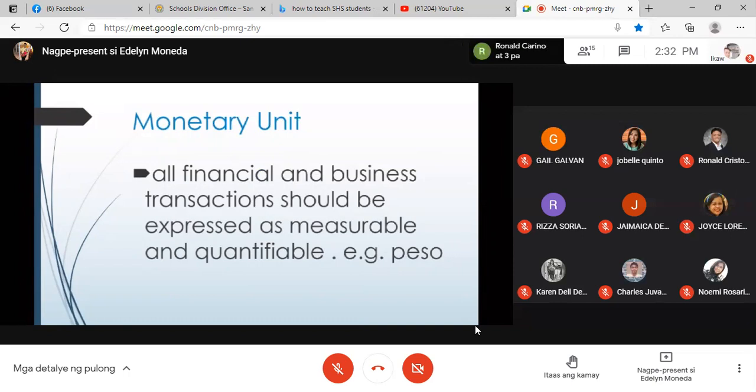Hindi ka pwedeng mag-report ng 12 lang, ganon, or 100,000 lang. Hindi. So you should indicate ano yung monetary unit mo. Okay? Peso. Kasi there are some company, of course, especially big companies, meron silang mga USD transactions. So meron ka pa rin ilalagay na monetary unit. Is it peso? Is it dollar? Ayan. Okay? Nakuha?